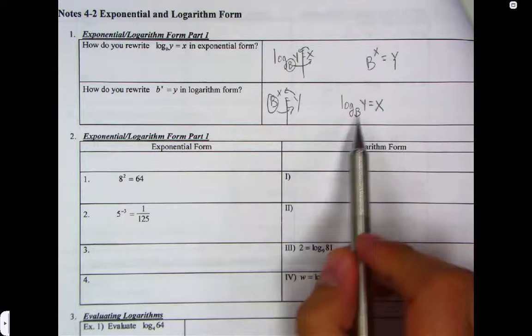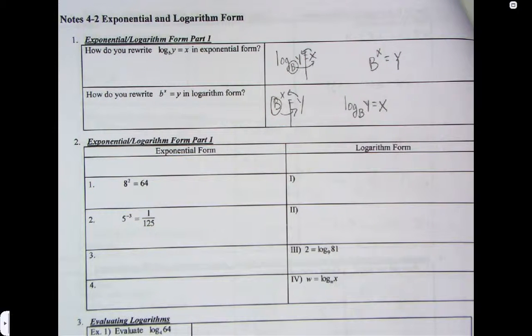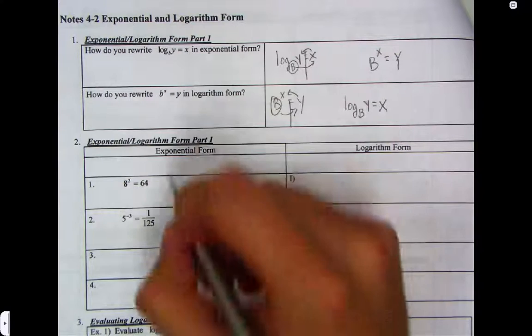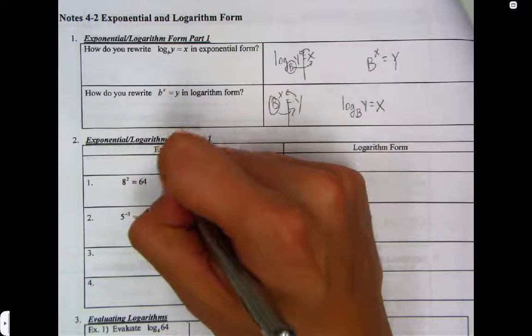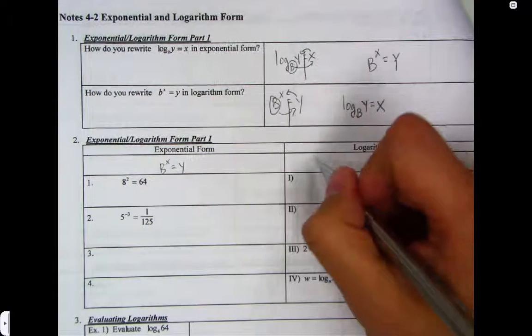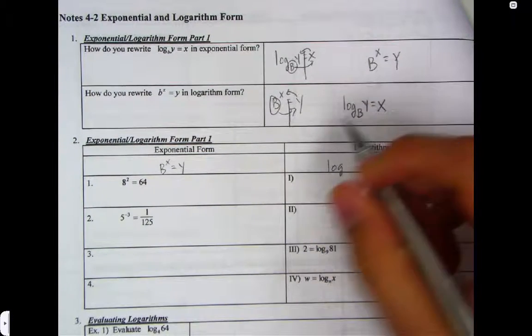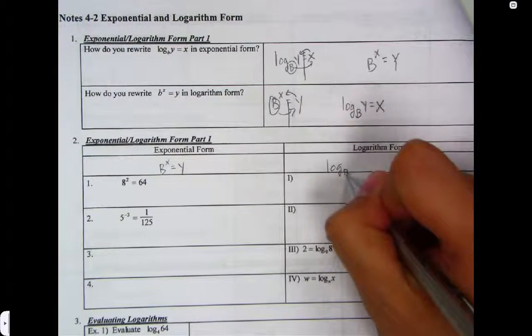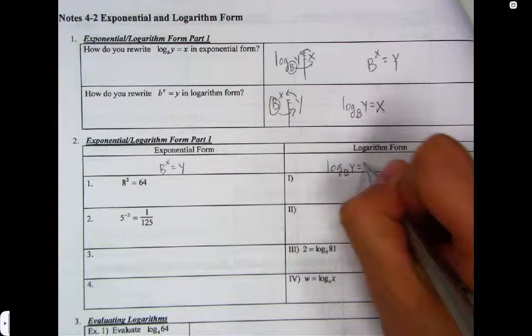So these are the same. They're equivalent forms. We need to know how to do that to solve exponential and log equations later on. So exponential form, just a reminder, is b to the x equals y. To convert it to log, you write log, circle the base b, and then put y equals x.